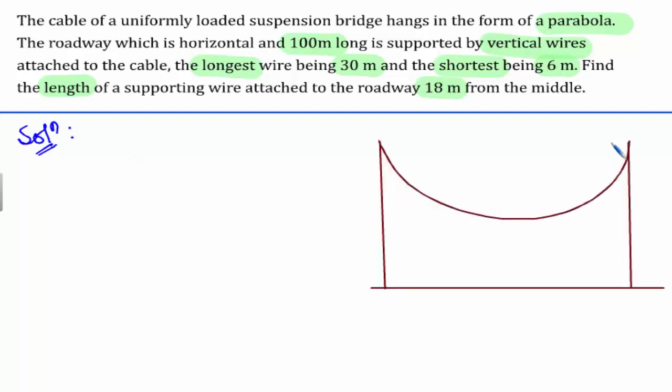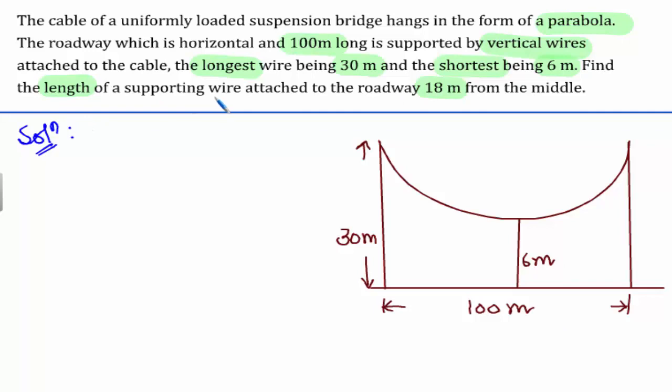And this is the uniformly loaded suspension bridge, which is hanging in the form of a parabola, and from here till here, let this be the roadway 100 meters long. Now the suspension bridge is supported by vertical wires, the longest being 30 meters. So let this be the longest wire which are attached at the corners of the suspension bridge, and the middlemost wire is of height 6 meters.